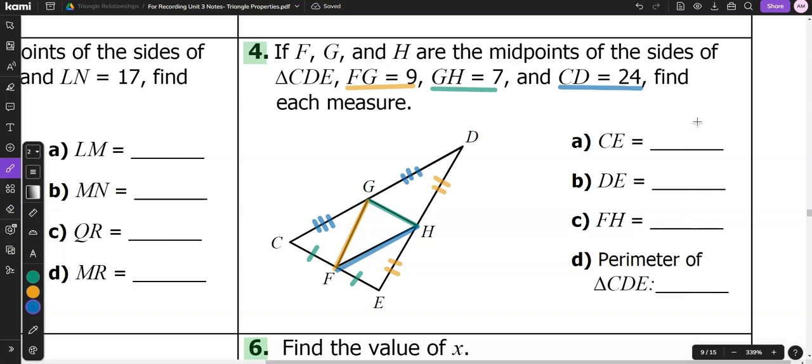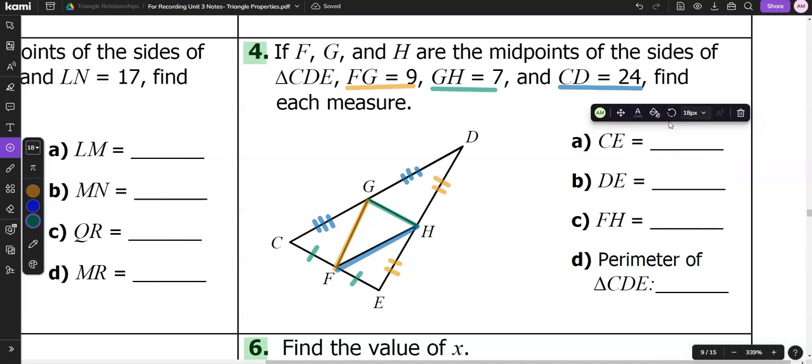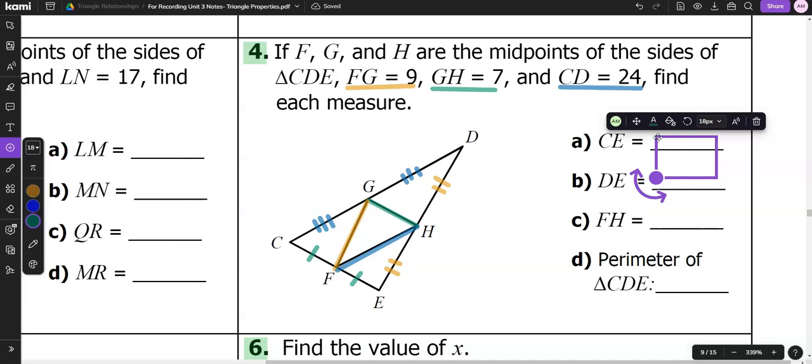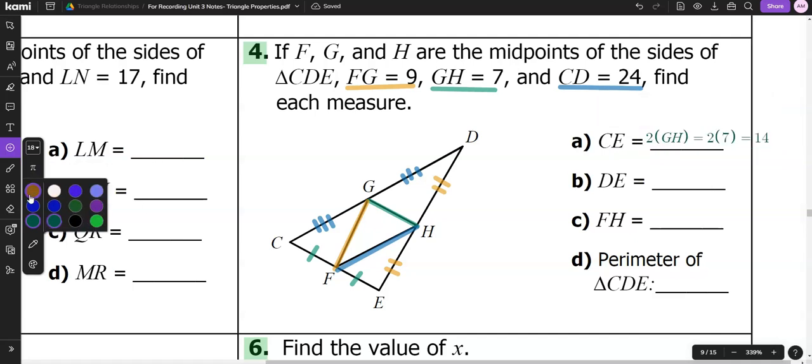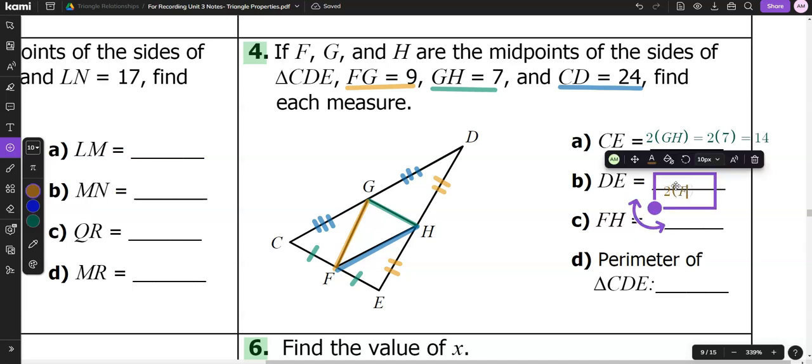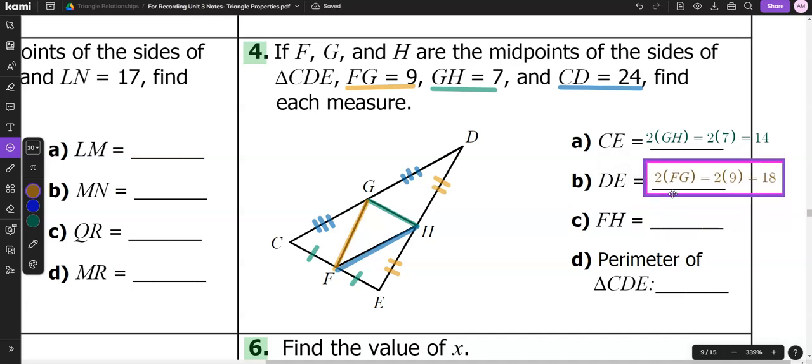So first, let's go ahead and do the length of CE. So we're in relation to GH. GH is half the length of CE, or if you remember, we can take the midsegment and multiply it by 2, okay? Which means we're going to take 2 times 7, which is 14. All right. Up next, DE. DE is right here. It is parallel to FG. So that's going to be 2 times FG, which is 2 times 9, which means the length of DE is 18.